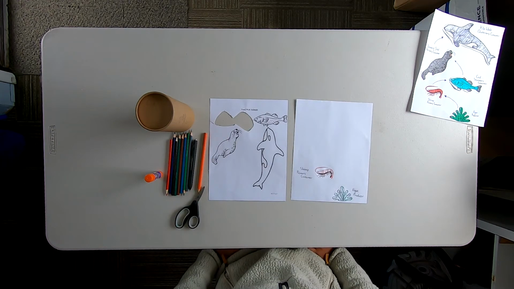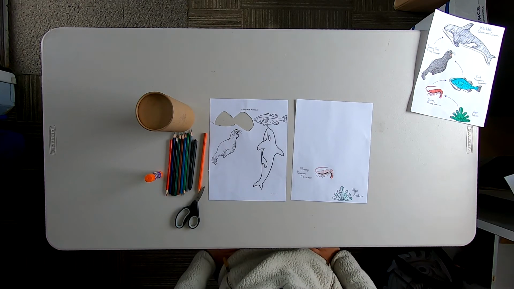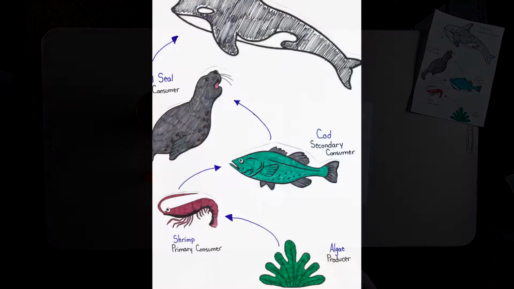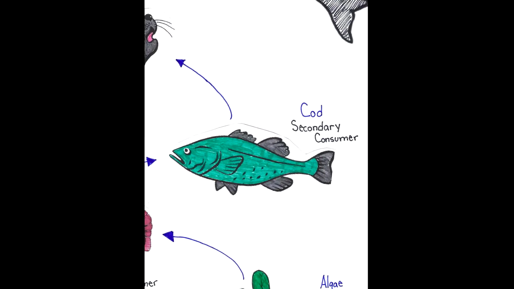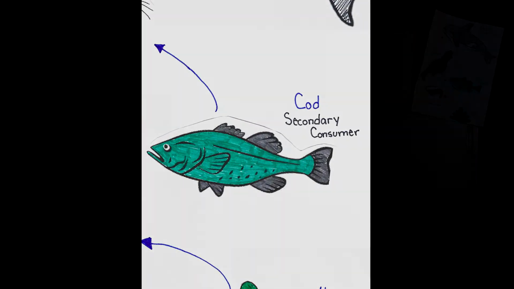Next on the food chain are secondary consumers. Secondary consumers eat primary consumers. The cool thing about secondary consumers is that they can have a varied diet, which means they don't always only eat meat, but sometimes also eat plants. Can you guess which marine animal is the secondary consumer? The cod is our secondary consumer.